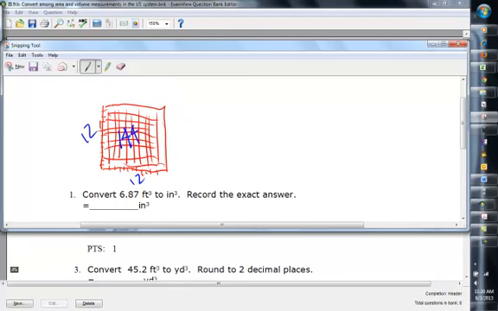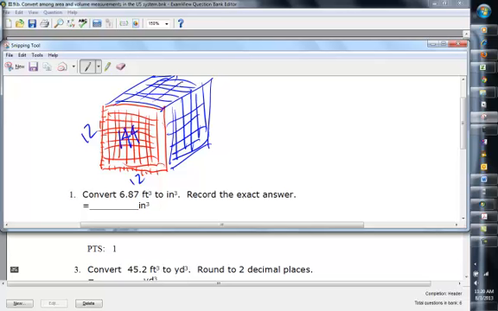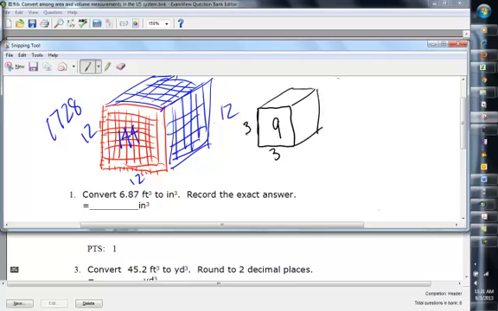If that box were suddenly to be put into the third dimension, you notice that now we've got a block that is 12 by 12 by 12, or 1,728 cubic inches. Now, I'm going to do the same thing for feet and yards. There are 3 by 3 in a foot, so there are 9 square feet in a square yard and 27 cubic feet in a cubic yard.